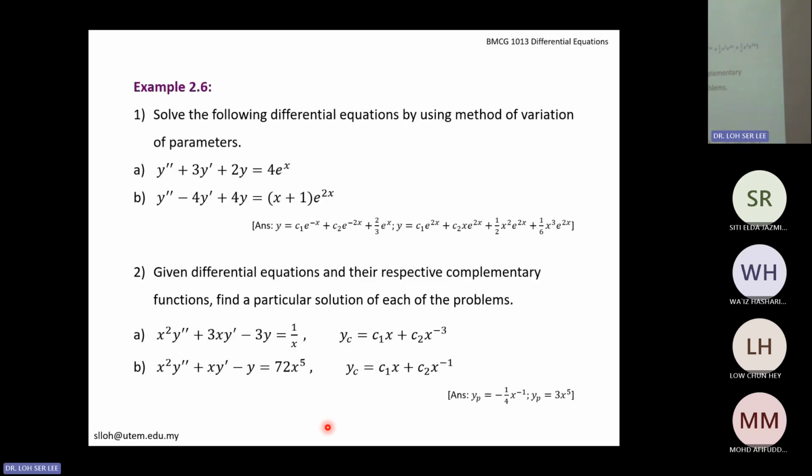Now we look at this. We try this exercise. This is constant coefficient. So you let the right hand side be 0, form your characteristic equation, factorize, get your m1, m2, obtain your yc. And from there, get your y1 and y2. Try.